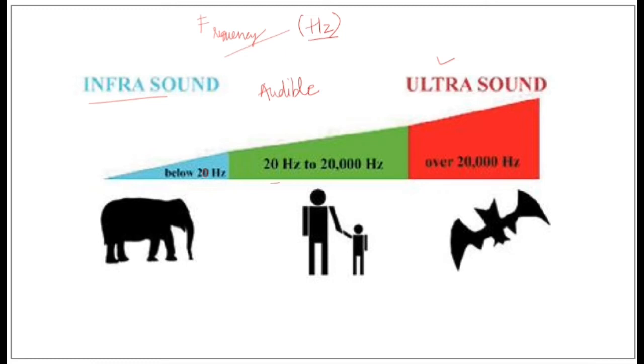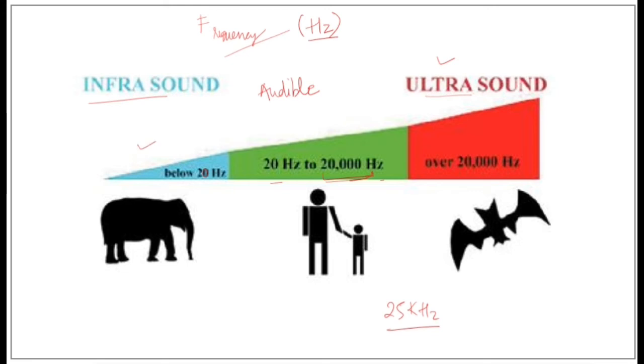Sound between 20 to 20,000 hertz is called audible sound, which is audible to the human ears. And then any sound over 20,000 hertz is known as ultrasound. And what happens is the newborn babies, they can hear the sound up to 25 kilohertz, that is 25,000 hertz. And as the human beings grow older, the tendency to hear the higher frequency of sound decreases. Some of the animals that can hear the infrasounds are elephants, whales, etc.